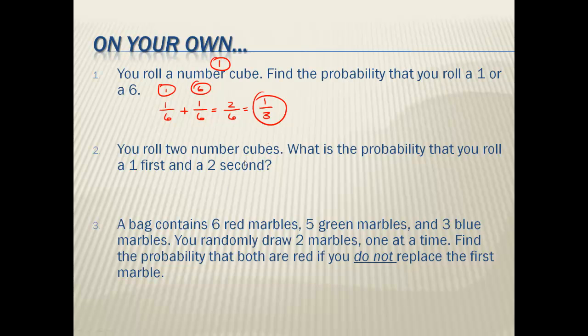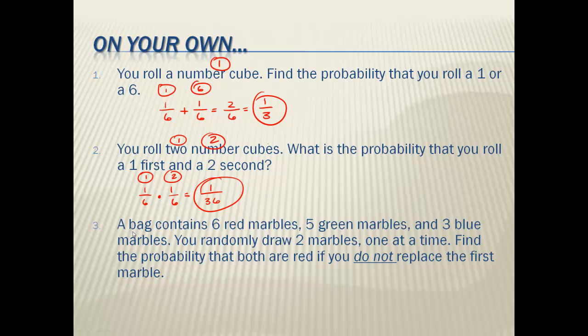Okay, now you roll 2 number cubes. So we're rolling 1 number cube and then we're rolling a second number cube. So that's multiple rolls. So what's the probability that you roll a 1 first and a 2 second? Well, the probability of rolling a 1 is still 1 in 6. The probability of rolling a 2 is also 1 in 6. But this time we're multiplying because we have 2 number cubes. Okay? So 1 times 1 is 1. 6 times 6 is 36. So that would be your probability.